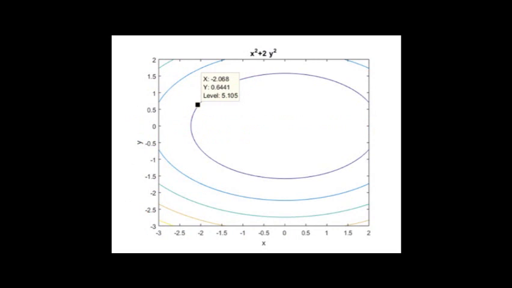Due to the execution of the last command line, we see the response as shown on the screen. Here, the lines are elliptical, and this should not come as a surprise because the equation itself is elliptical. We also have a bulleted box where we see the functional level is 5.105. That means along this whole innermost elliptical line, f x y has the value 5.105.